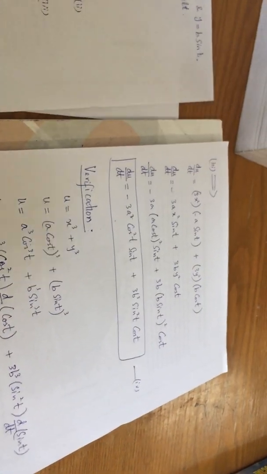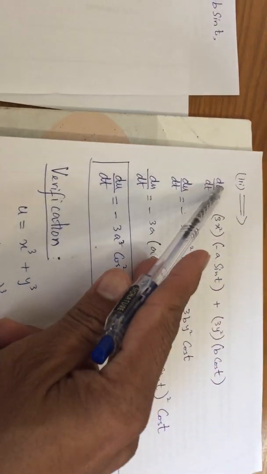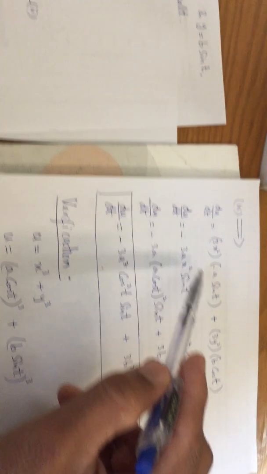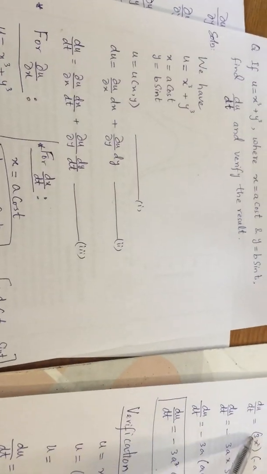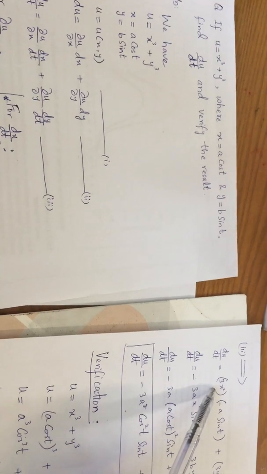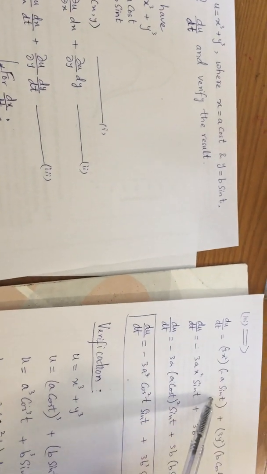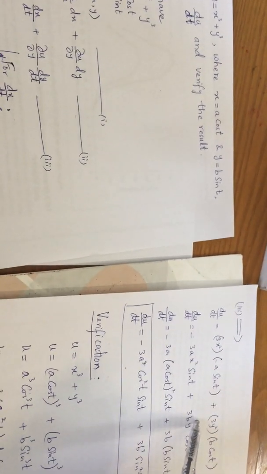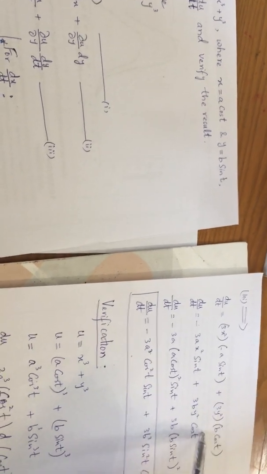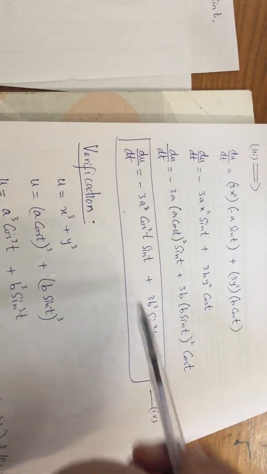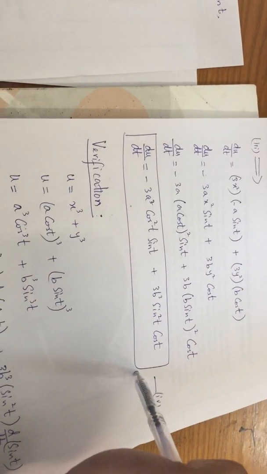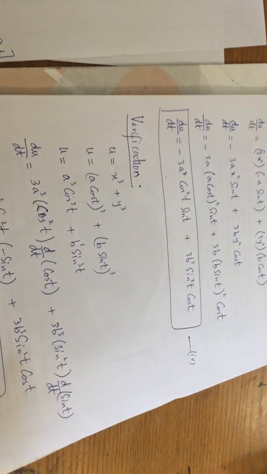And then we plug into equation number 3, and then see here, ∂u/∂x is 3x squared, dx/dt is minus a sin t, plus ∂u/∂y and dy/dt. We plug in here, and then simplify further, and then we get it. Now we are going to verify.